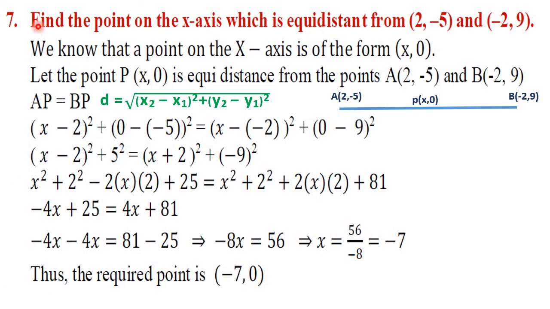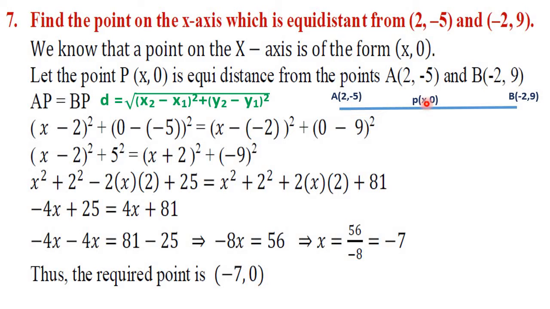Question number 7. Find the point on the x-axis which is equidistant from (2, -5) and (-2, 9). So we have to find the point on the x-axis which is equidistant from (2, -5) and (-2, 9).